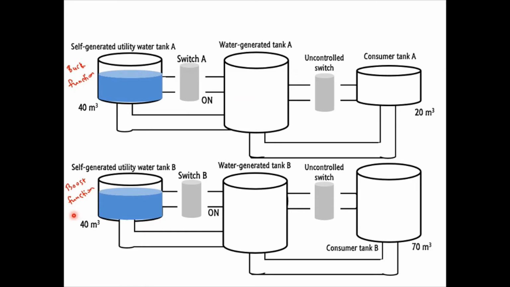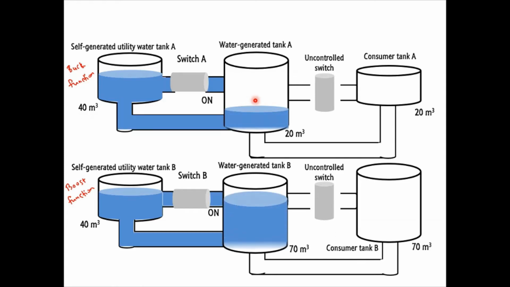When switch A and B are turned on, we can see there is a direct connection between the utility and water generated tanks only. Hence, this condition is similar to the operation of the boost converters when the transistors are turned on. However, when we look at the water volume generated by the water generated tanks, we can see these systems are using a different approach.